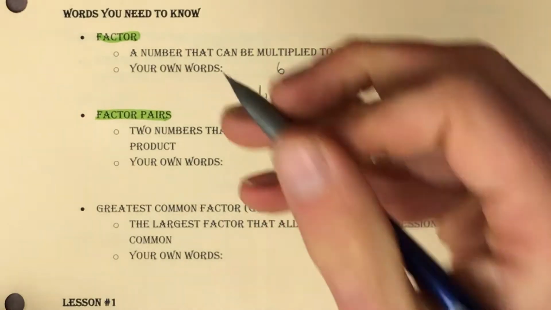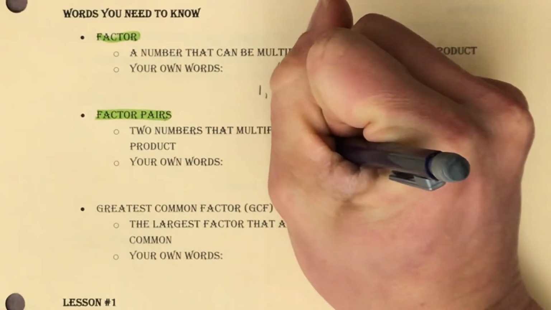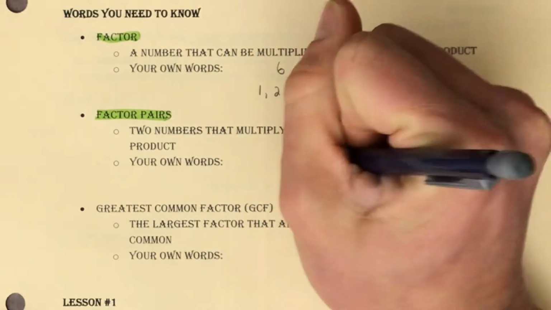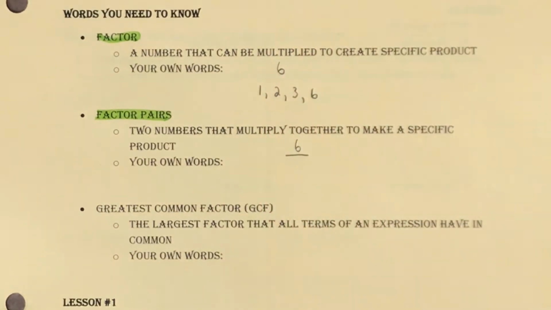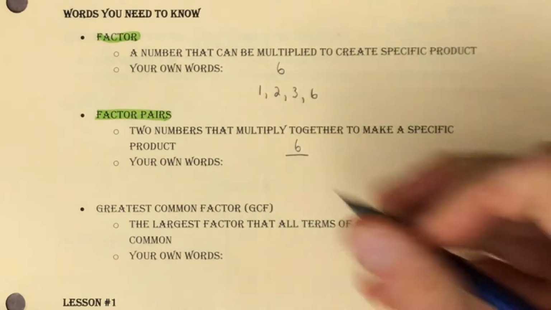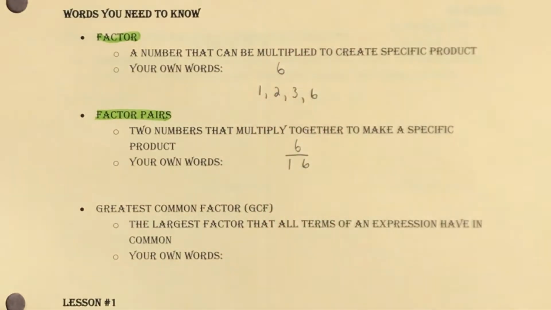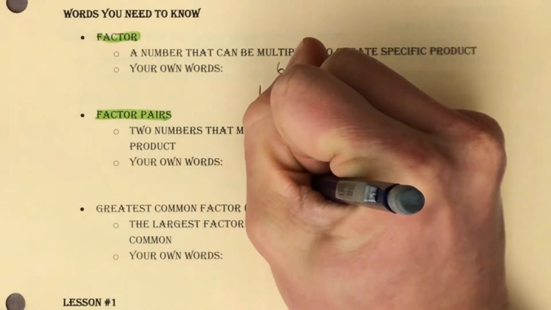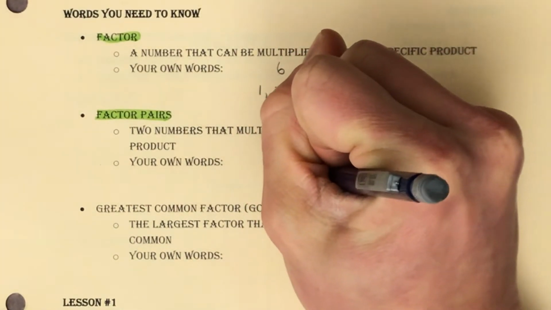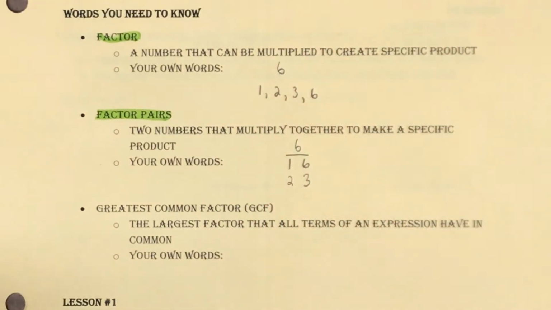So for instance, if we're trying to figure out factor pairs of 6, I always say let's start with the first number, which is 1. Okay, what do we multiply 1 by to get to 6? Well, we multiply 1 by 6. Well then, 2, can we multiply 2 by something to get to 6? We can, and that something is 3, so 2 times 3 equals 6.